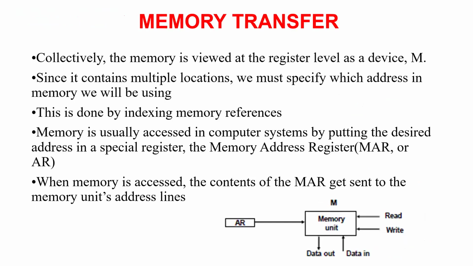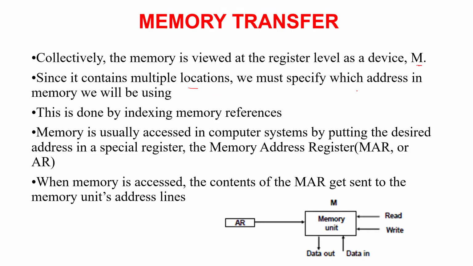Next, we have finally memory transfer, that is, how we are going to transfer the information. For that, the important thing is the address, so a register is required to hold that address, called the address register. If there is any doubt, you can write in the comments. Collectively, memory is viewed at the register level as a device called M. It consists of multiple locations, and each location must be given a unique address.